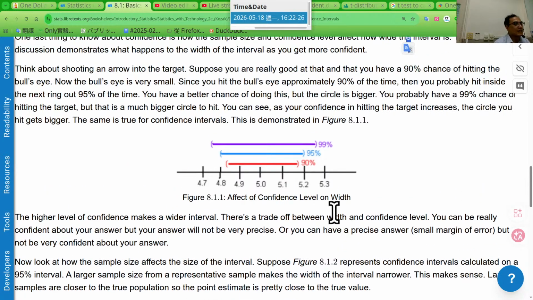And see here, figure 8.1.1, effect of confidence level on width. The higher the percentage, the wider the range. See, 95% in the purple line, 95% in the blue line, and 90% for the red line.